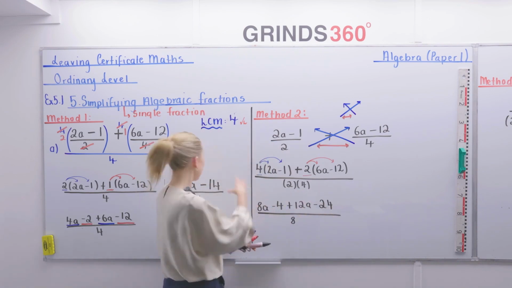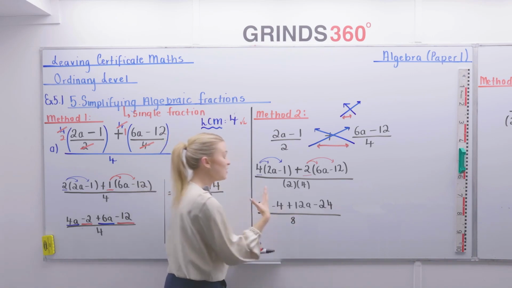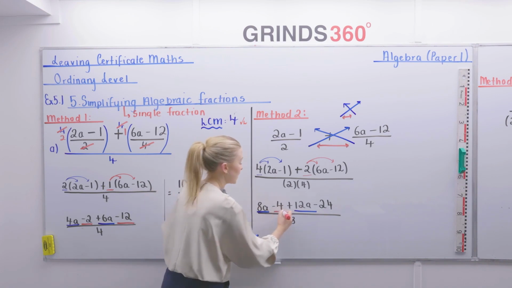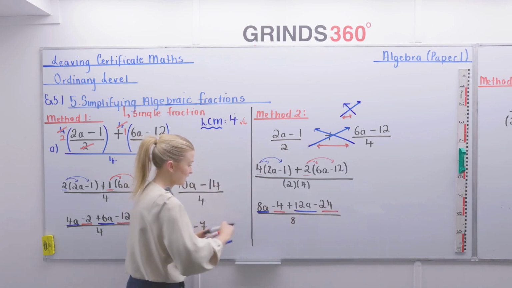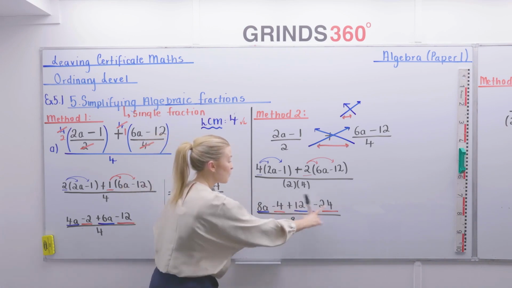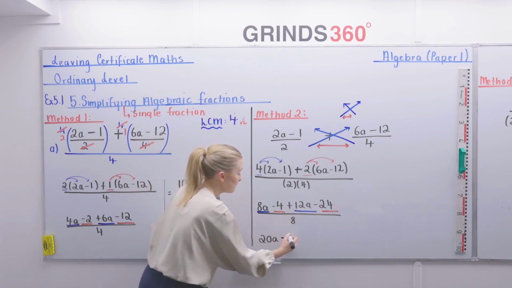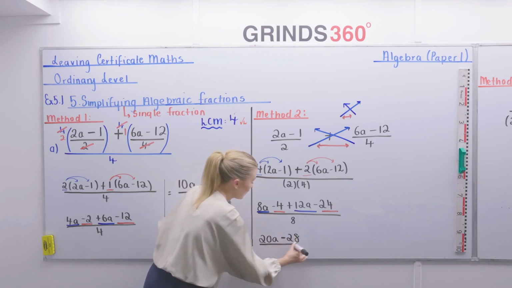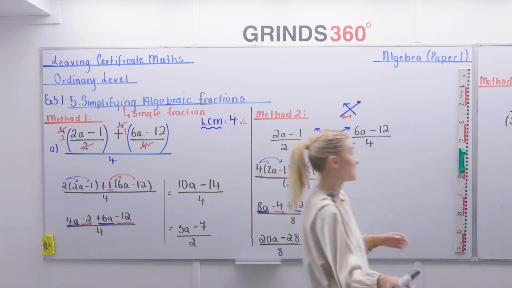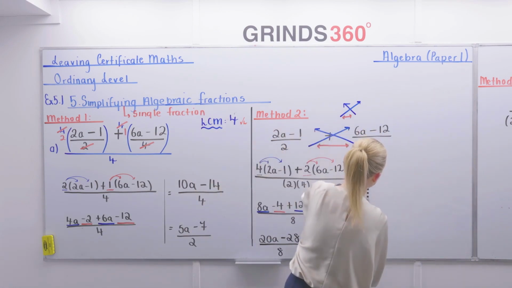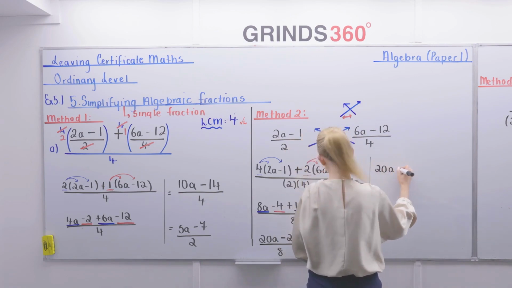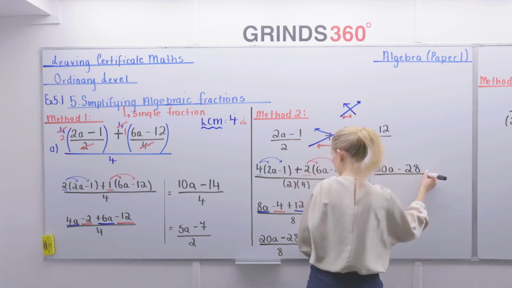Notice the denominator is a lot larger than on the far side. Here, let's add up my like terms: everything with an a, and my numbers. So 8a plus 12a is going to leave me with 20a. Minus 4 minus 24 is going to give me minus 28. And this is all over 8. Now, again, the same idea applies as before. Can we simplify that down? Here, I'm left with 20a minus 28, all over 8.